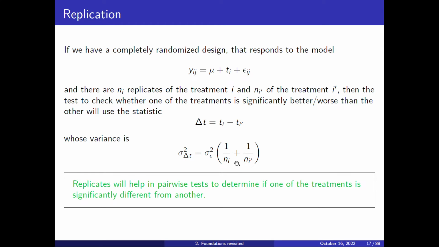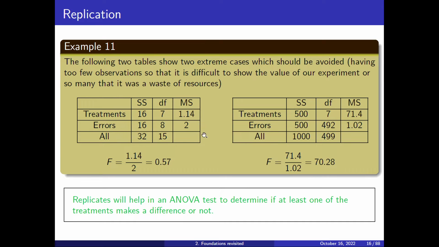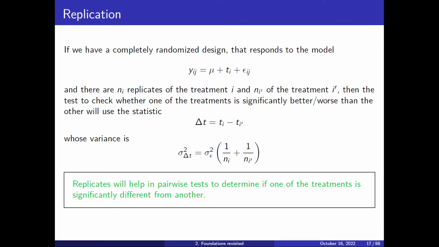And we see that replicates not only help to reject the whole idea that there is no difference between treatments, that is the ANOVA test, but later when you are doing the post hoc analysis, they will also help you to determine which one of the treatments is really different from the others.